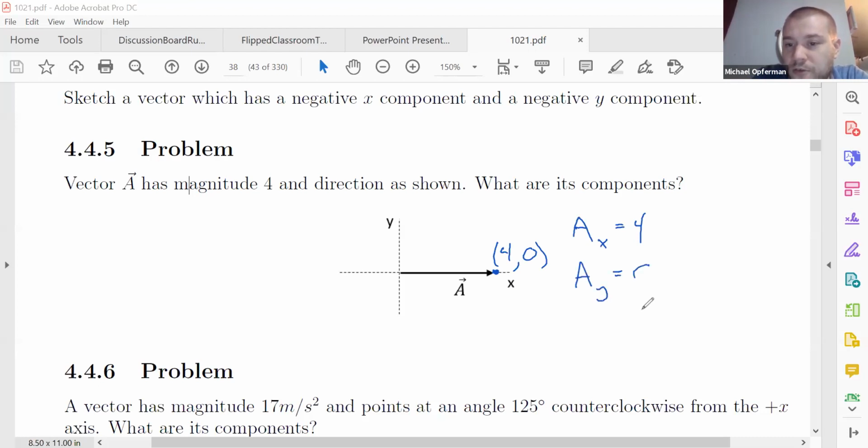And there's no trig to do in that case. So a vector that points parallel to the x-axis has y component 0. A vector that's parallel to the y-axis has x component 0.